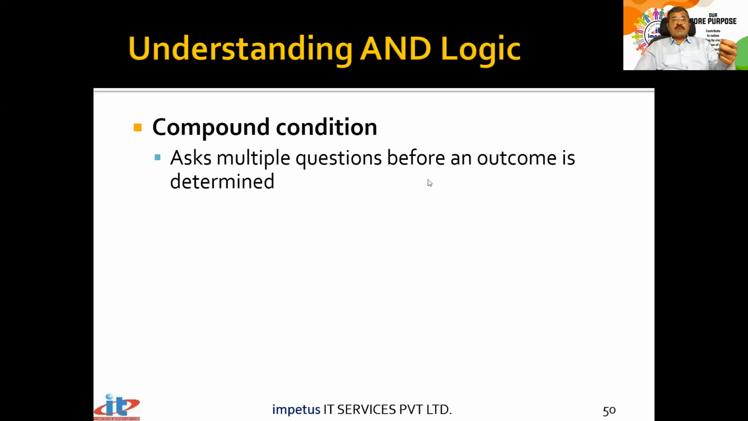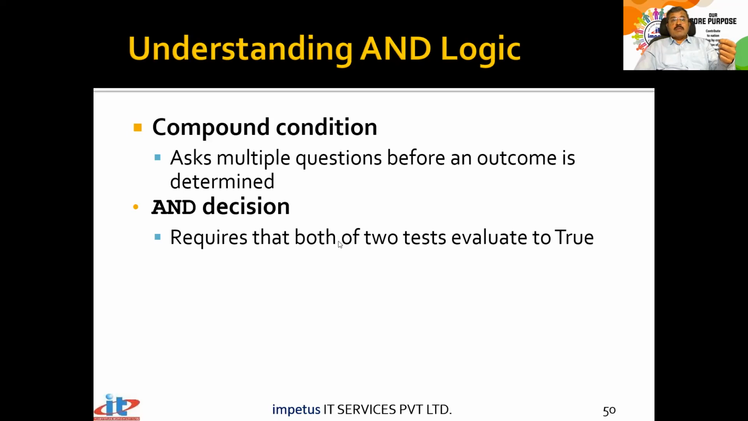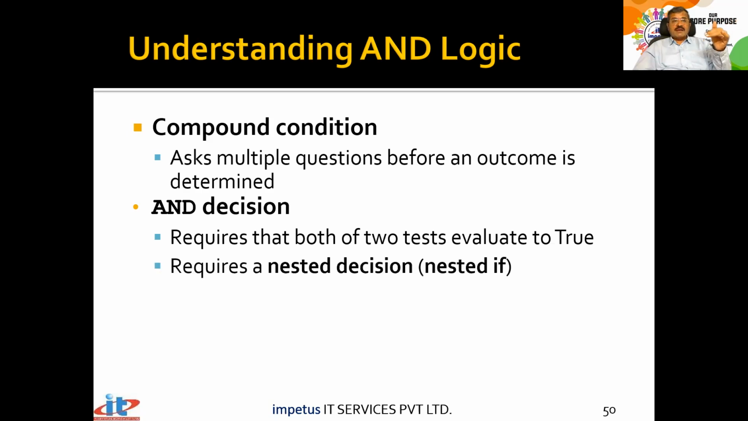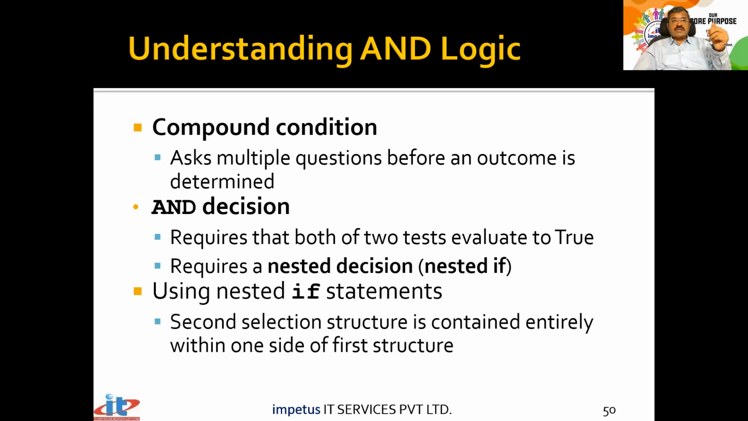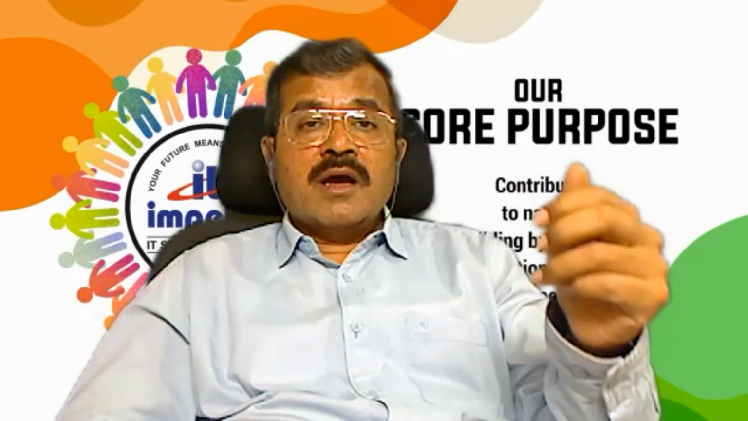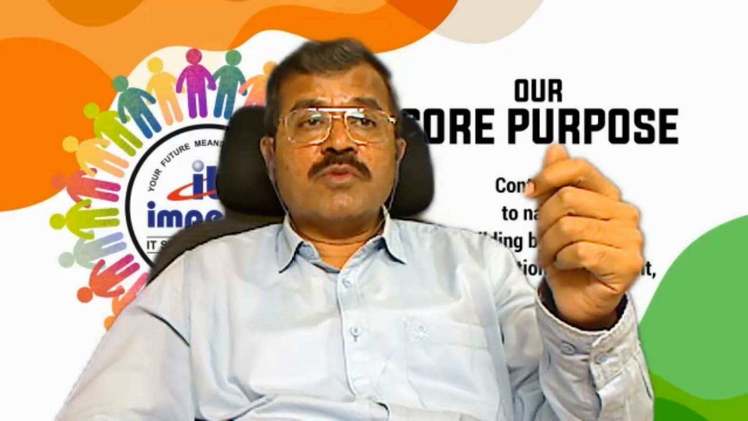Compound condition: ask multiple questions before an outcome is determined. The decision requires that both of the two tests evaluate to true. So if I use and to join two conditions, then for the result to be true, both the conditions have to be true. If you want to perform some action only when both conditions are true, you'll use and. You could also replace this and with nested decisions using if, which I'll talk about later. But let's take an example which will require us to use this and condition.